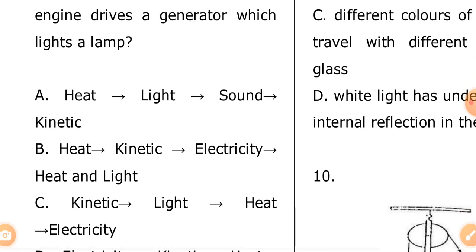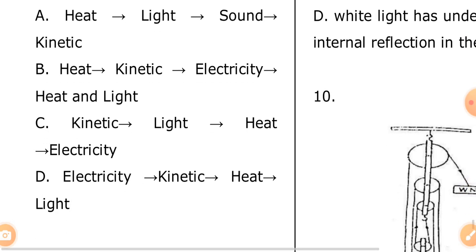B. Heat energy to kinetic energy to electrical energy to heat energy to light energy. Okay. C. Kinetic energy to light energy to heat energy to electrical energy.